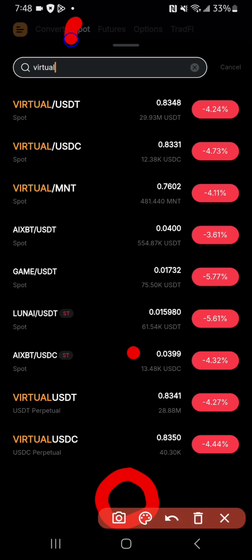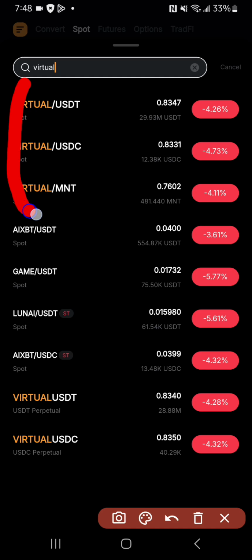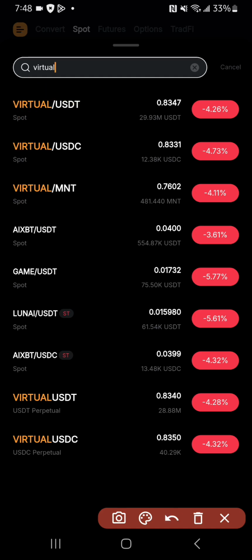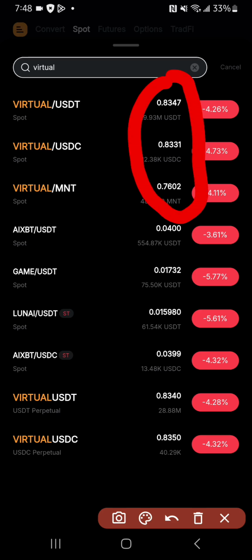But first off, as you can see, we have different Virtual pairs here. There are about 3 Virtuals. So these are the differences we are looking for. The differences are right here. These prices are not the same, obviously. One is higher than the other, and the other one too is higher than the next. So that's how arbitrage trading works. You buy it where it is being traded low and then sell high.